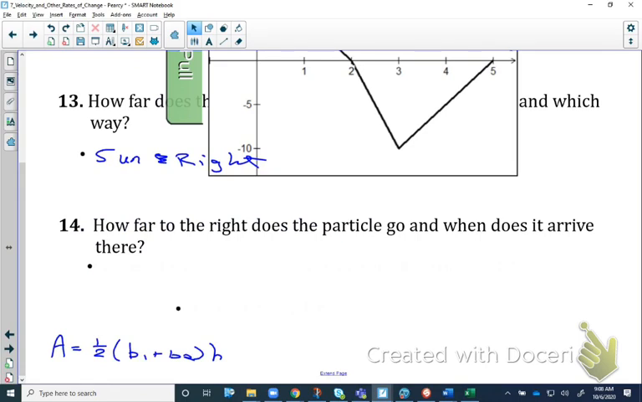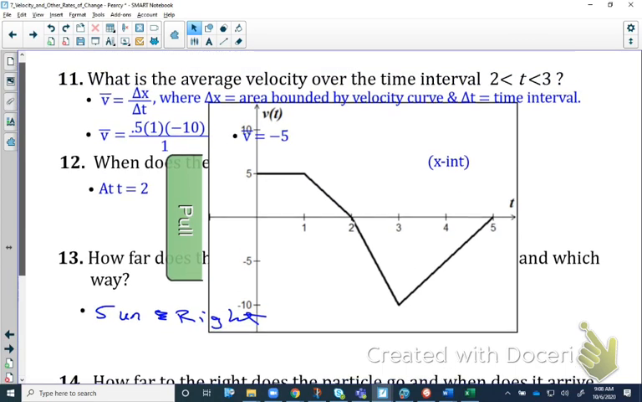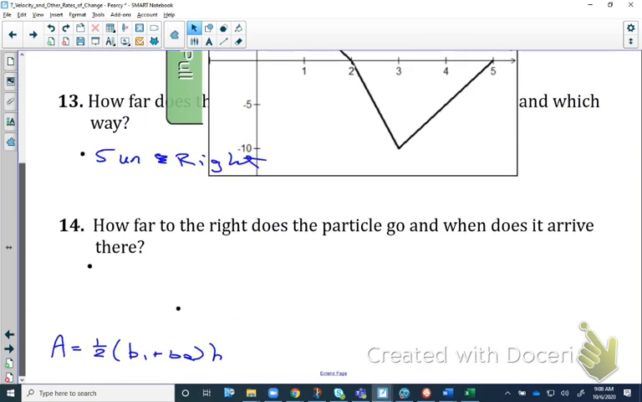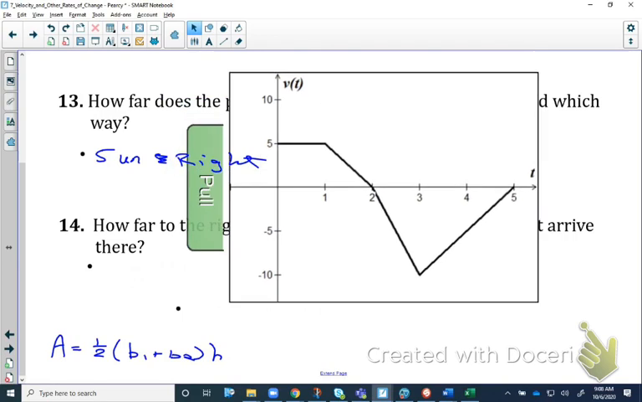14, again, how far to the right does the particle go, and when does it arrive there? So again, how far to the right, that's very similar to what we saw here in 11, where it's talking about the average velocity. Okay, how far does it go? We're talking about the overall movement or the displacement of something. How far did it move? That's going to refer to the area under the curve again.